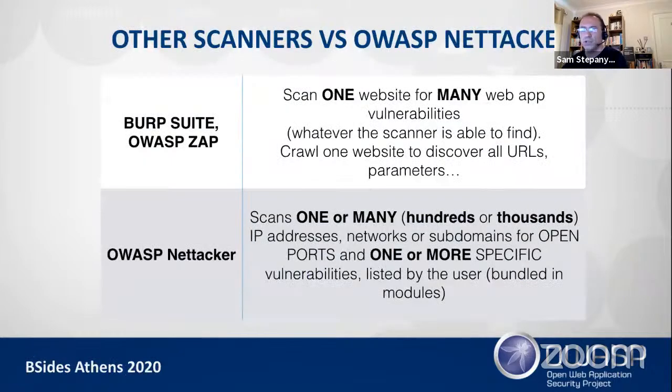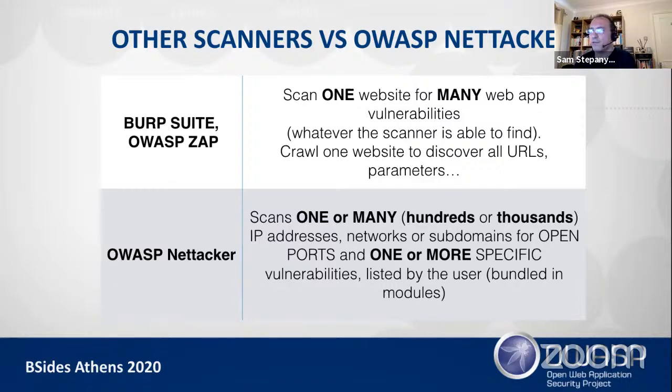Installation instructions can be accessed at the GitHub Wiki if you click on the installation bit. So let's talk about what is different about OWASP Nettacker and how it compares with other scanners. If you look at scanners like Burp Suite or OWASP ZAP, these are the well-known scanners that people know, which scan for various vulnerabilities. What these tools usually do is scan just one website for many web application vulnerabilities, whatever the scanner is able to find. And usually both Burp and OWASP ZAP would crawl one website to discover all URLs, all parameters, all forms, and try to find vulnerabilities on that one website.